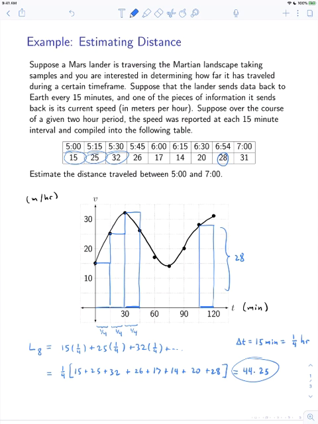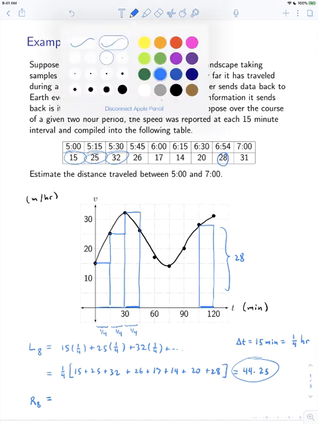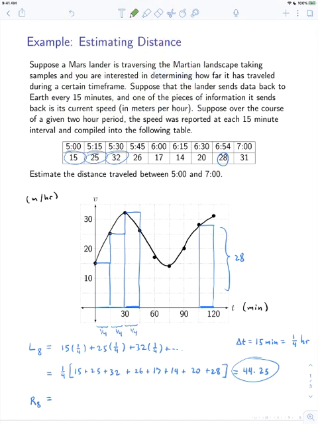We can now do the right endpoint, R8. We can use the right endpoints to get the right endpoint sum, or the right endpoint approximation. In this case, let's change the color. In this case, for each interval, we want to use not the left endpoint, but the right endpoint. So the first one looks something like this.